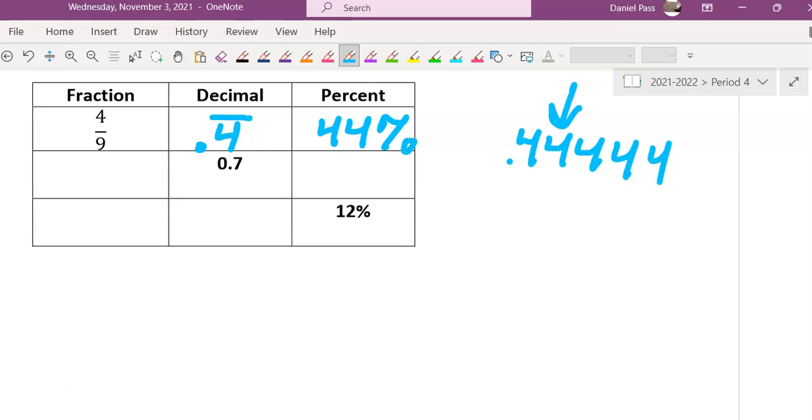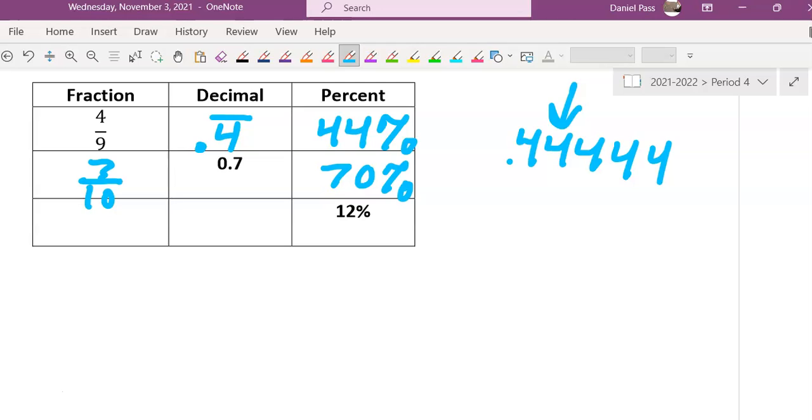Okay, what about 0.7? It's the decimal into a percent. Okay, what is it? 70%. Good. 70, not 7. Careful. 7 would be 0.07. Do you know the fraction? 7/10. Very good. Okay, good.